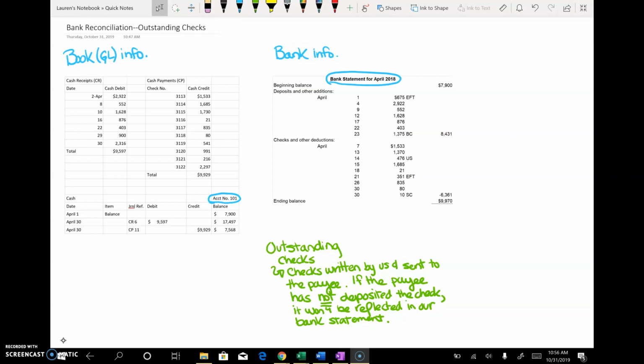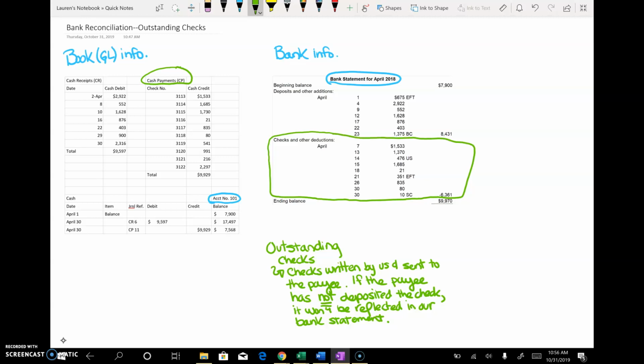The other part of the bank reconciliation that I get a lot of questions on is how do I find outstanding checks? First, we're going to focus on payments, so cash payments, meaning we've paid something and we've recorded it in our GL. And over here is the banking activity for checks and other deductions or withdrawals, if you will.